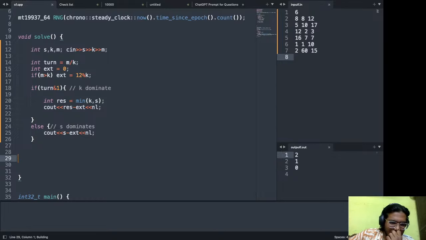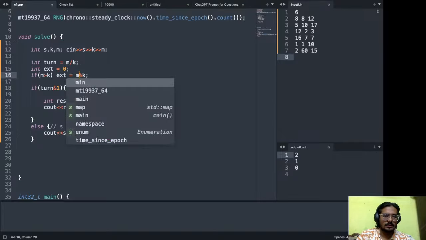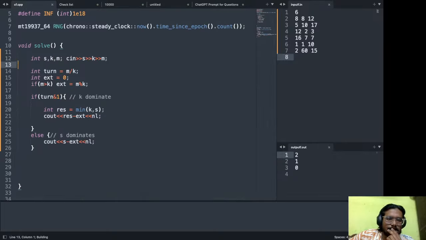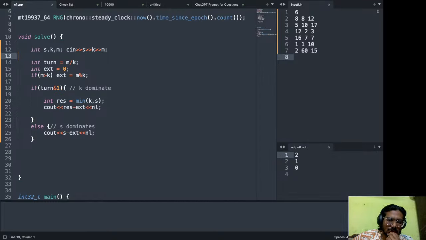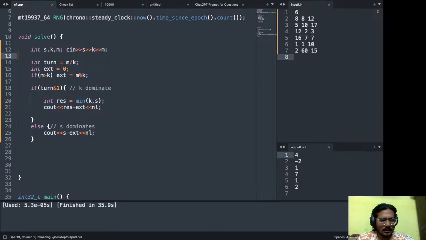Let's see if this works. What is this? Come on, how much time will it take? It's already time, I need to do it. Hurry up. Okay, fine.